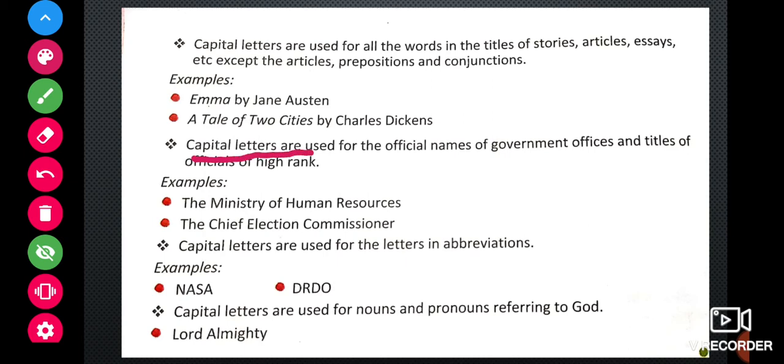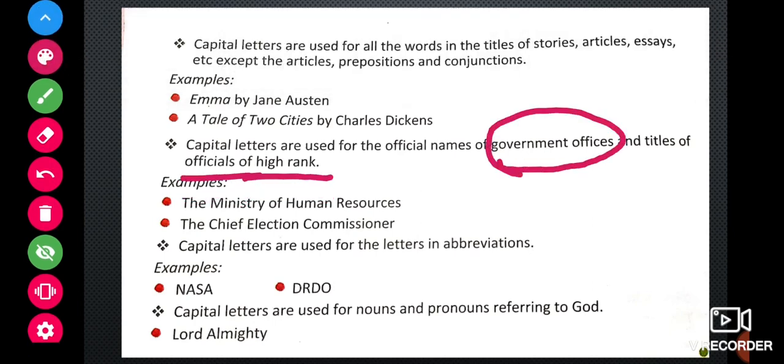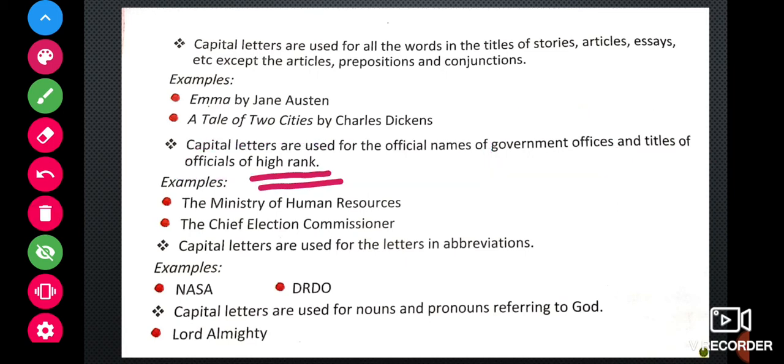Capital letters are used for the official names of government offices and titles of officials of high rank. So all the government offices, the names of government offices will be capital, and the title of officials of high rank will be capital. That means the people of high post, the title of the high post will be capital.